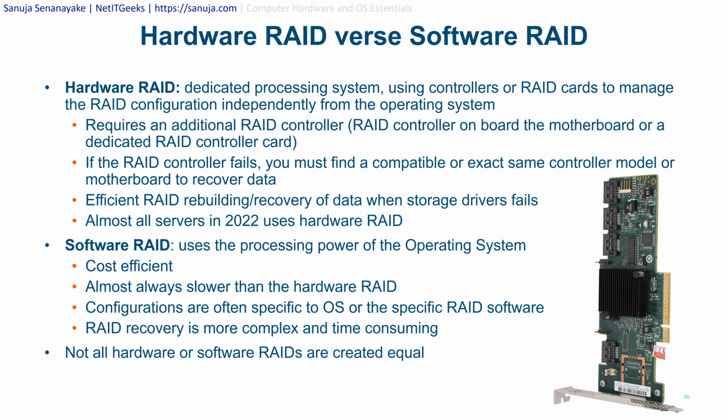This type of RAID, hardware RAID, is efficient in rebuilding and recovering data when storage drives fail. As opposed to software RAID, where there is overhead when a hard drive fails in your RAID array, the rebuilding and recovery of data is much more efficient because it has dedicated processing associated with the RAID configuration. Almost all servers in 2022 use hardware RAID.